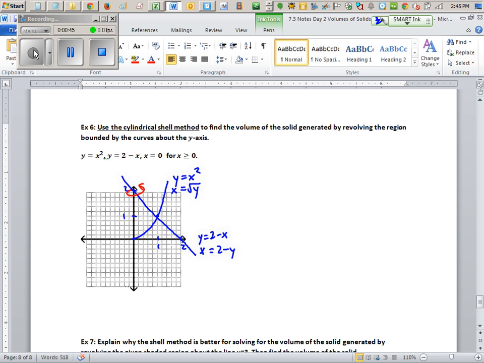Oh, and it's the region between the x-axis and the curves. So basically it's this piece revolved around. So it makes like this nifty looking shape like that. It's a cone on top and it's sort of what we call a paraboloid on the bottom. So it looks kind of like a bowl, but it's more like a parabola. Okay?